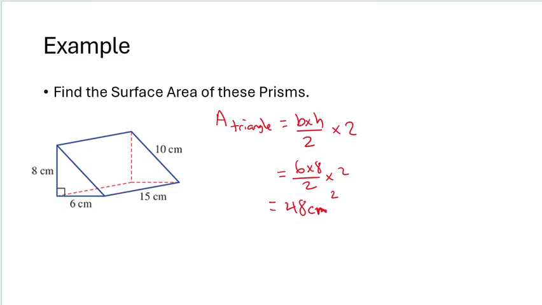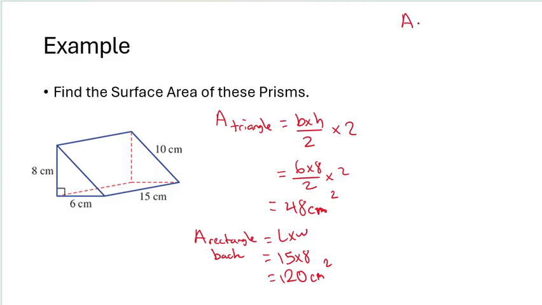So those 2 triangles are done. Next thing you've got is the rectangle back, which is essentially this right here, the one covered in red. You just have to go length times width. That equals 15 times 8, which equals 120. Make sure you're putting in the correct units at the end as well.